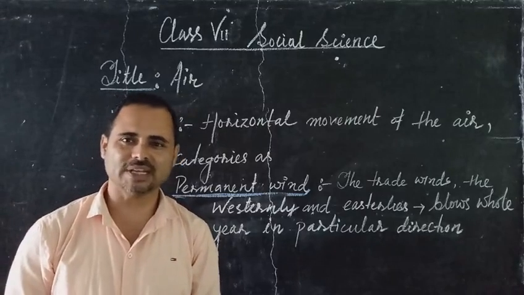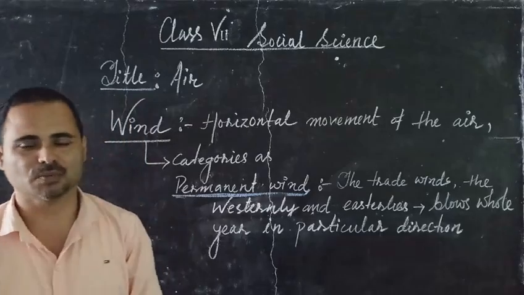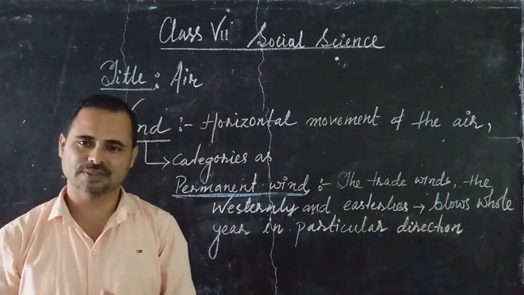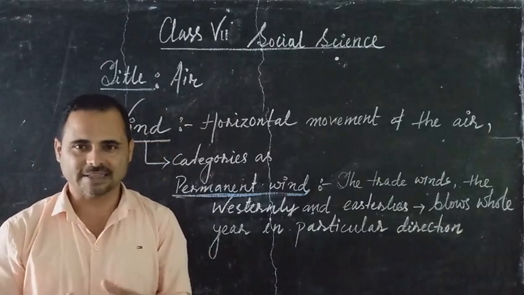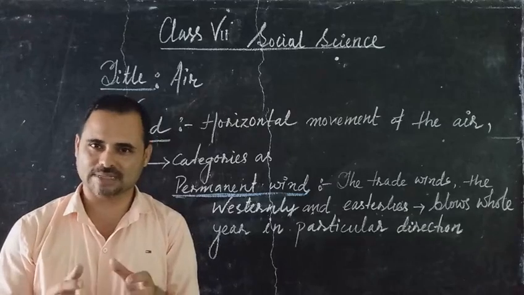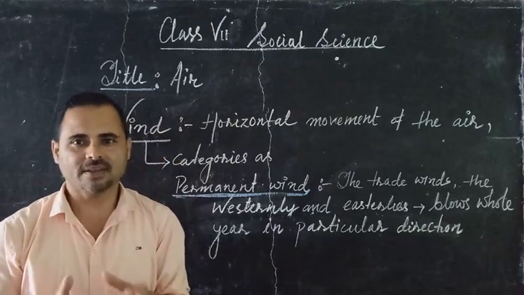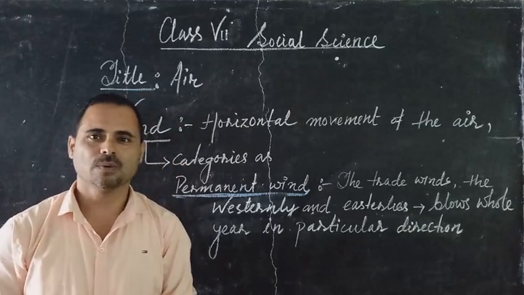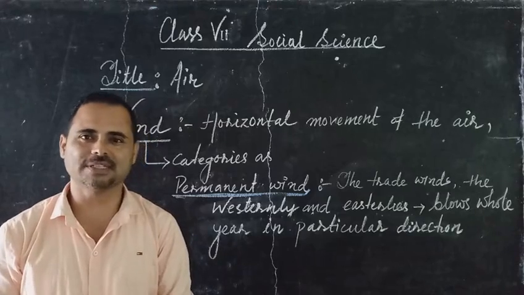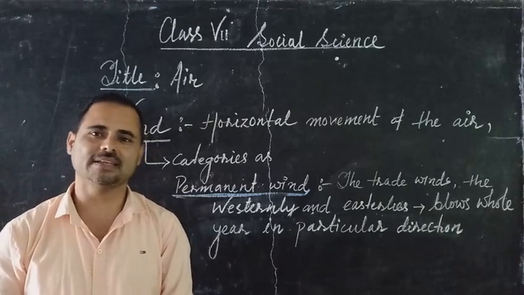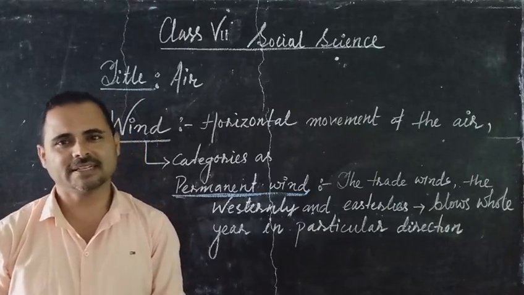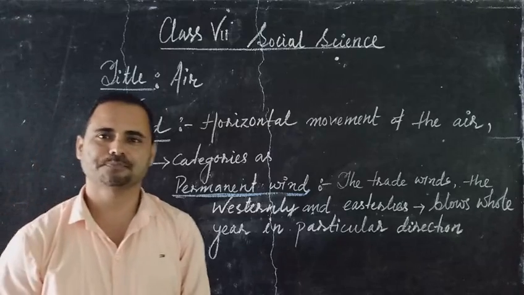Among these three elements, we have discussed two elements in the previous video, that is the temperature and the air pressure. In this video we will try to understand how wind is one of the important elements that regulate the weather or the climate of any place. Let us try to understand in this way.